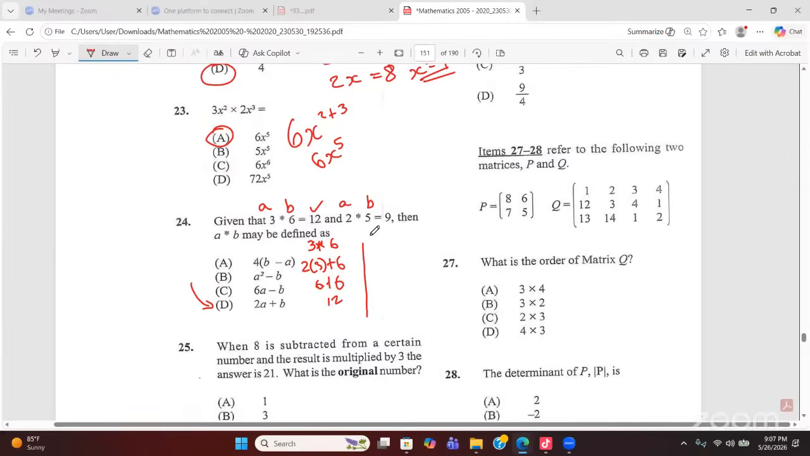Now I need to check it for 2 asterisk 5 because it has to work as well. We're going to double the number at the front, so it's going to be 2 times 2. And then you add the one at the back. We're getting 4 plus 5. We're seeing 9. That means this works. And that is how we do it. For a case like this, you try. It's not a big deal. It's not every one of them you try, but I'm saying cases like this, you try.